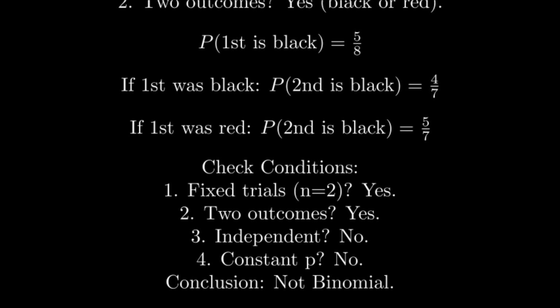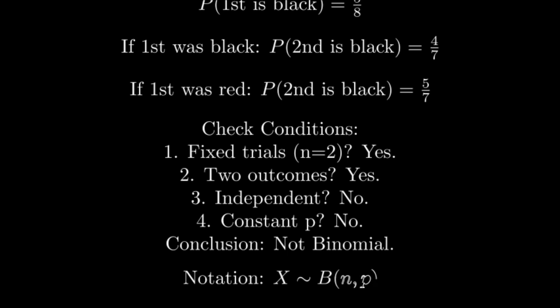Now, if a random variable x does follow a binomial distribution with n trials and a success probability of p, we use a special notation. We write x, a tilde symbol, which means is distributed as, B for binomial, and then in parentheses n comma p. So x is distributed as binomial with parameters n and p.